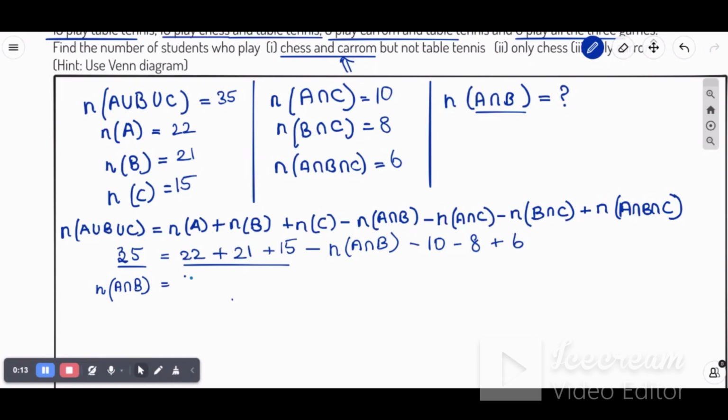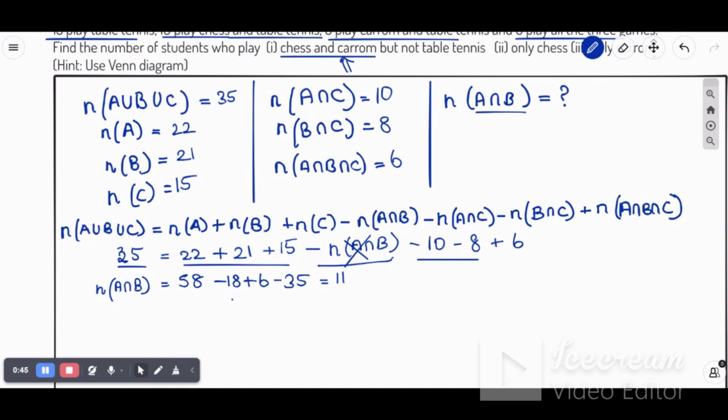2, 4, 5, it is 58. So 58, this n of A intersection B has gone to the other side. So leave it and let's club this also: minus 18, and then you have a plus 6. Then I will put this 35. Since this 35 is positive, it comes as minus 35. So this is again numbers, you just solve it and you will get 11 as your answer. So now n of A intersection B is 11.